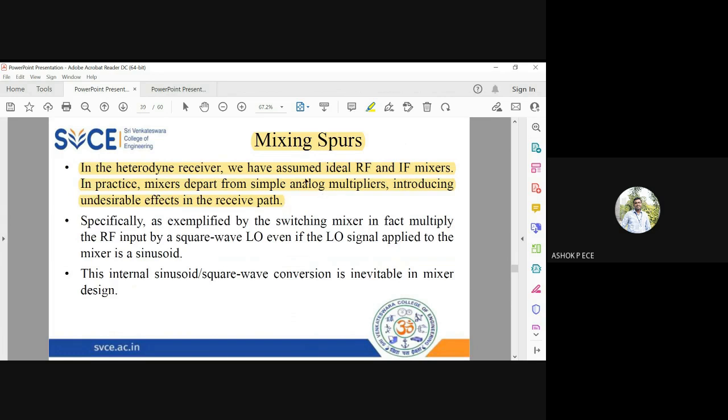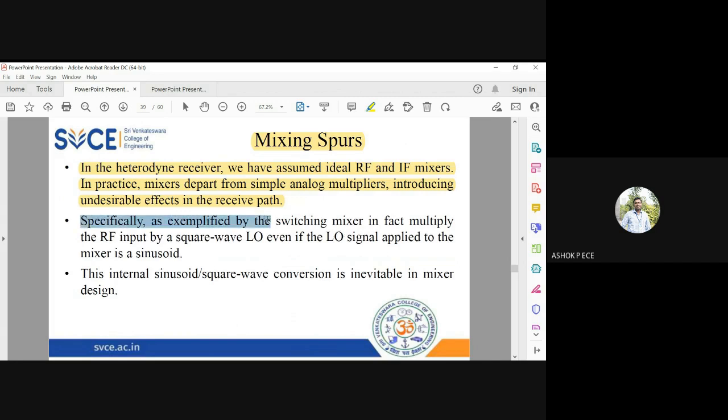See, the block diagrams we are seeing are if everything is perfect and working fine, but in practice nothing is perfect, right? So these mixers are not ideal. When they should produce sum and difference components, sometimes they produce other signals also.